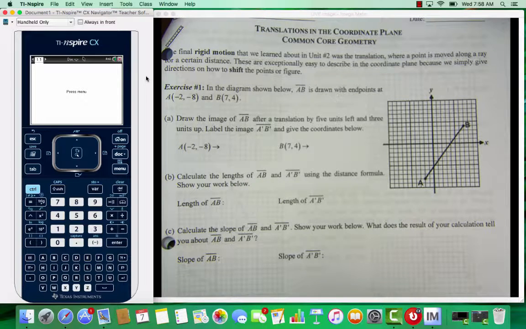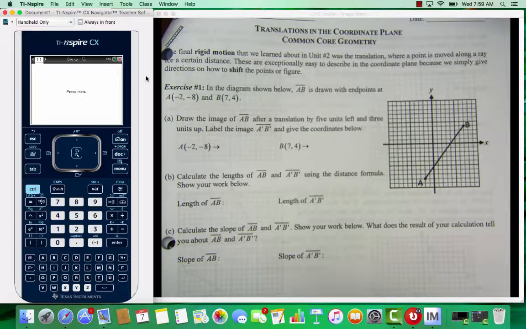The last transformation that we're going to take a look at today is the translation. And again, we did take a look at this rigid motion back in our transformation unit, but we're going to look at it one more time just to make sure that we're okay and see how it works on the coordinate plane. So in the first exercise, we have line segment AB, and it's drawn and they give us the coordinates of the endpoints.